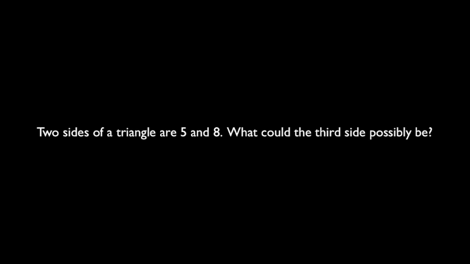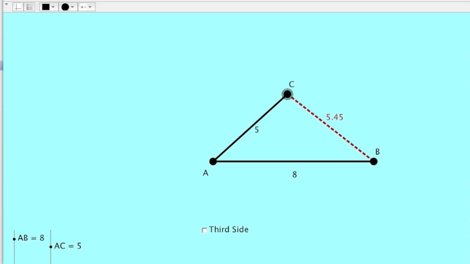Let's say that two sides of a triangle are 5 and 8. What could the third side possibly be? Let's pull up GeoGebra to see. Here's a GeoGebra file to show you that whenever you have two sides of a triangle, let's say 5 and 8, the third side can be anywhere between 8 minus 5 and 8 plus 5. In other words, that third side can be anywhere between 3 and 13.